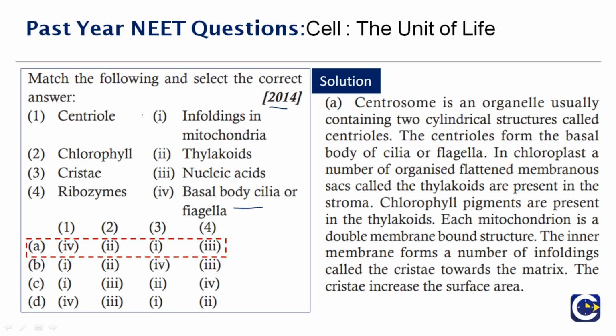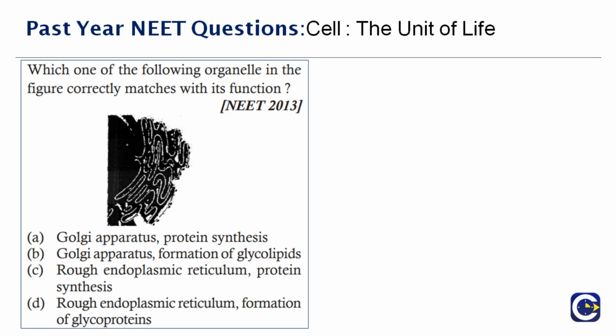Whenever you get a match the following, always look into your left side first. If you have any terms which are familiar to you, you can start finding in that order. When I gave you these 4 options, cristae, we've already discussed what it is: infoldings in mitochondria. So already we have cancelled out 1 option. The remaining 3 options you have to fit in the other 3. This is how you should do a match the following when you are not sure about the answers. Now let's move to the next question.